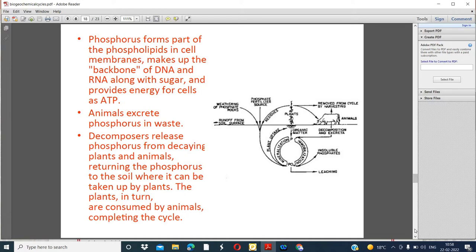Decomposers release phosphorus from decaying plants and animals, returning the phosphorus to the soil, where it can be taken up by the plants. So it happens after decomposition. Who is involved in the decomposition? Decomposers. The bacteria and microflora should be there, so that the plant can consume it. Plants can utilize the phosphorus present in the soil. After that, the animal consumes that phosphorus from the plant. So this completes the cycle.